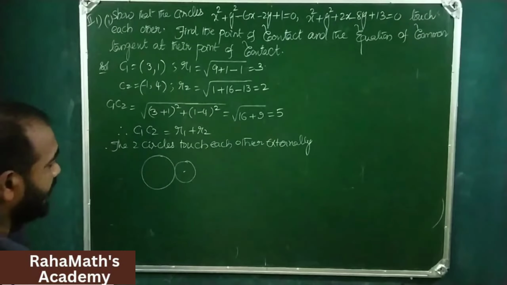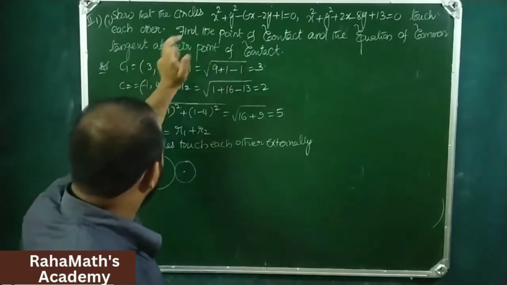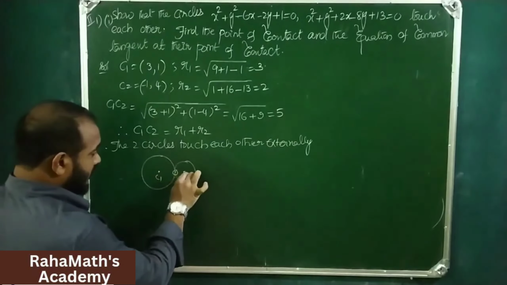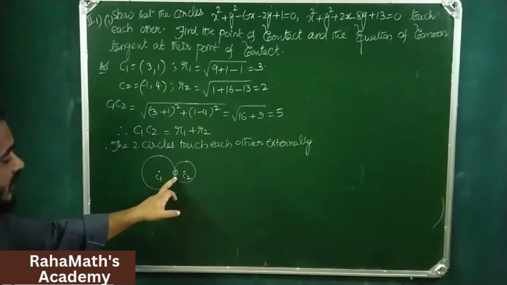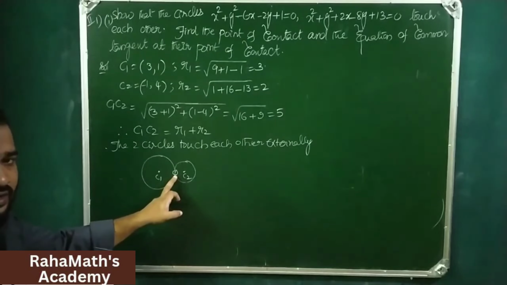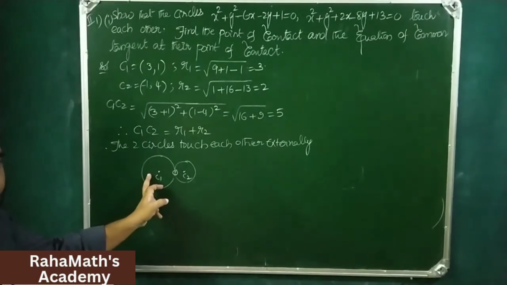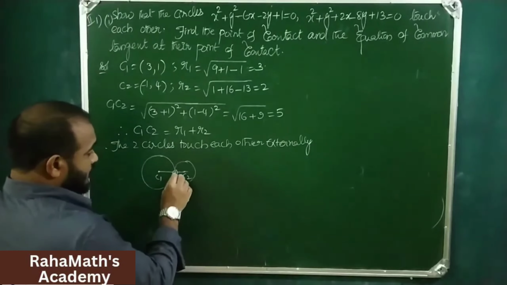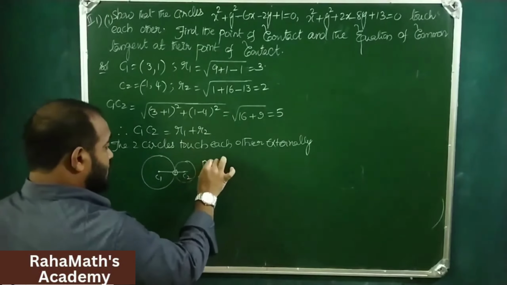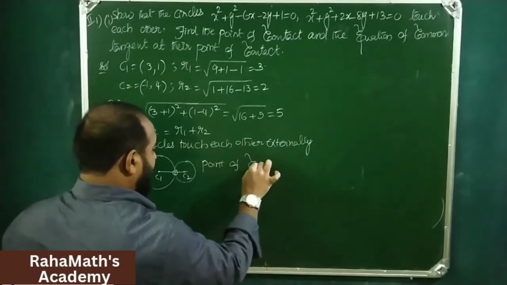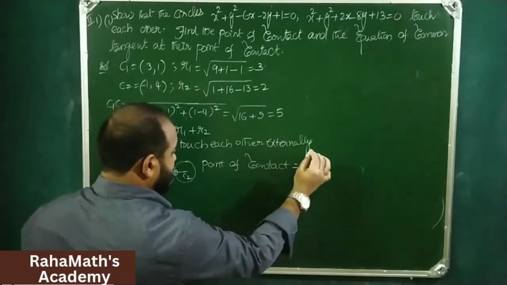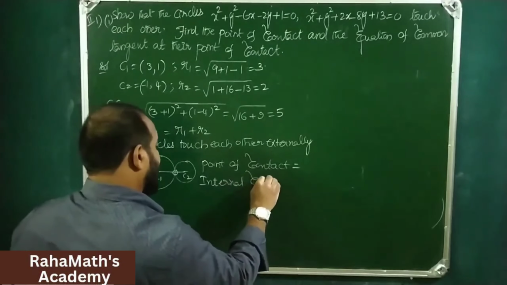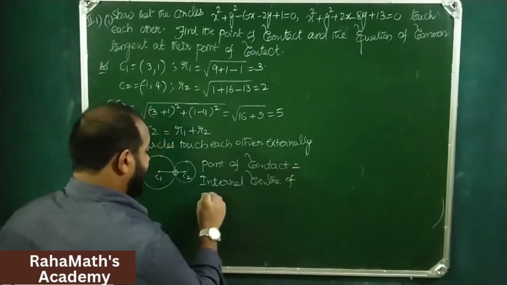And find the point of contact. So this is the point of contact we are looking for. So this point lies on the line joining the centers of the two circles C1C2 internally. That means the point of contact is equal to the internal center of similitude.